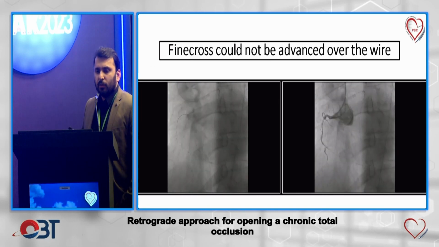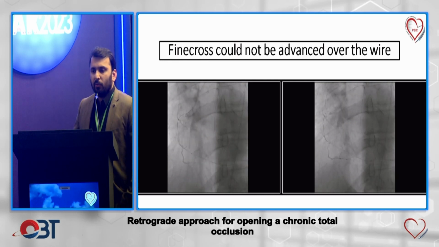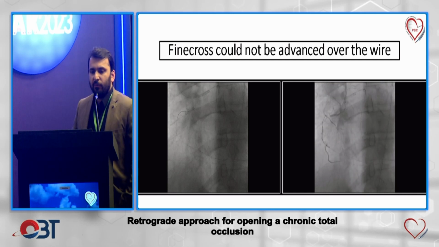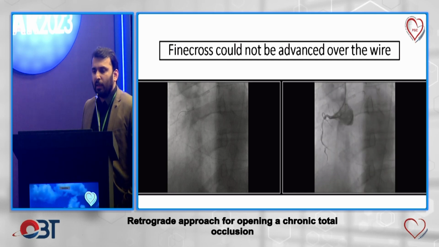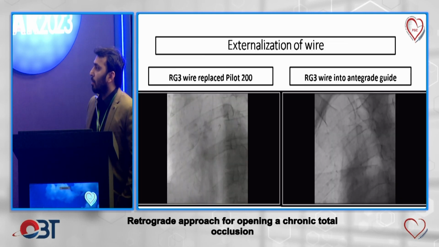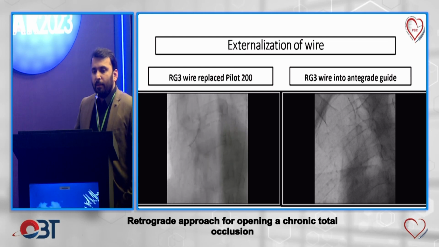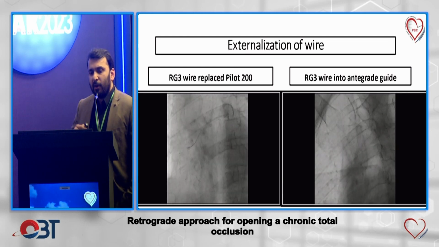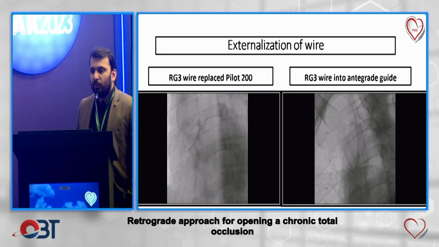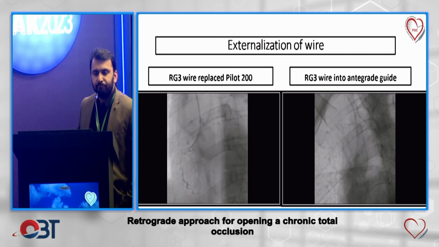Then it was tried to advance the Fine Cross catheter through the plaque so that the externalization process could be started, but Fine Cross could not be advanced, though it reached the proximal cap at least. As the Fine Cross had reached the proximal cap, the Pilot 200 was replaced with the RG3 wire, and the RG3 wire was successfully entered into the guide catheter, as you can see in the second screen.